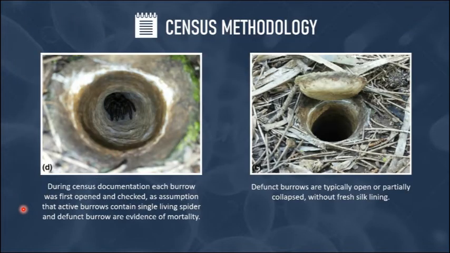For the census methodology, during the census documentation of each burrow, we check and open the burrow, on the assumption that an active burrow contains a single living spider and defunct burrows are evidence of mortality. We got an example here of a defunct burrow. It's typically open or partially collapsed, and it doesn't have a fresh silk lining, which indicates there is no active spider in here.